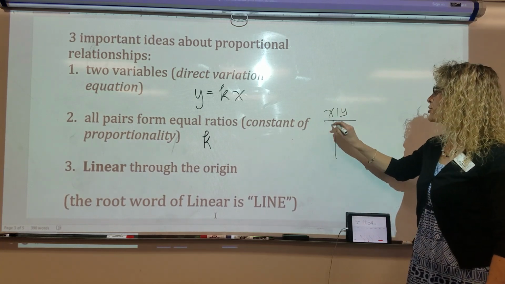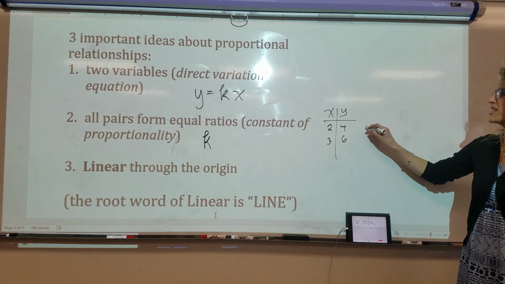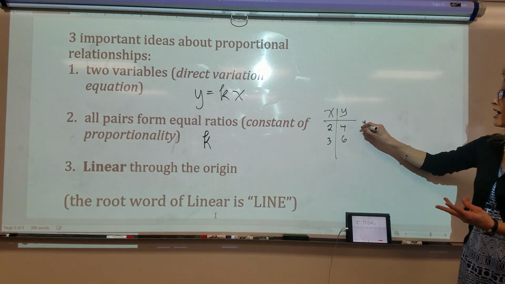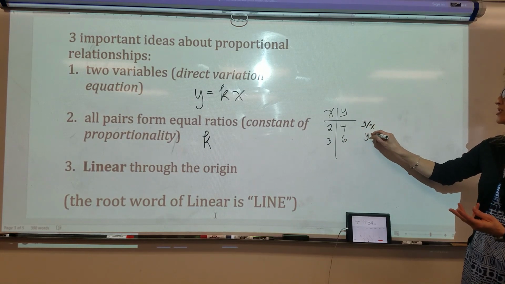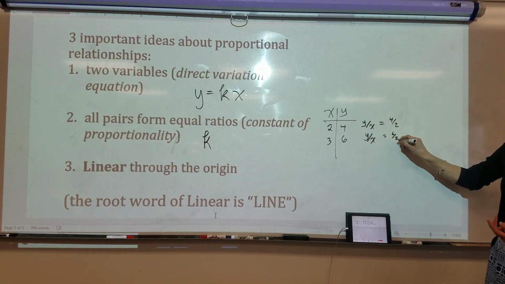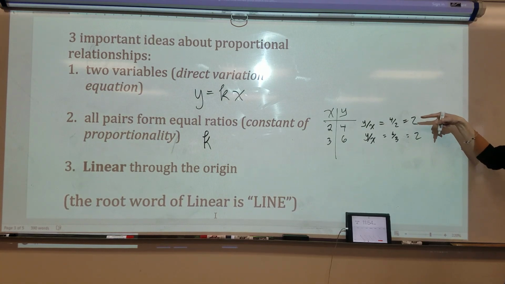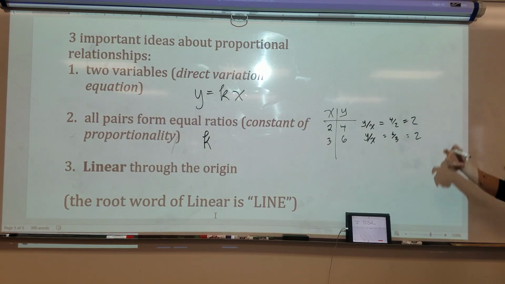Just remember real quick, if you had an input and output like this, you could find your output divided by input. That's 4/2, that's 6/3, that's 2, that's 2. Oh yeah, my constant is K. So a proportional relationship has a constant.